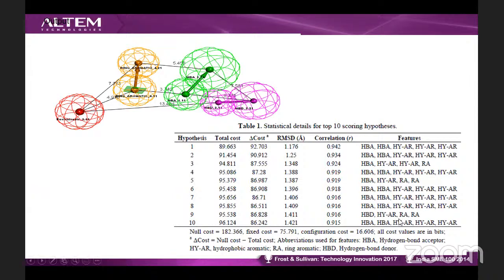And the correlation is good, and the features. What do these features mean? Acceptor, charge, hydrophobic, aromatic, ring aromatic, and donor. And the resistance will be calculated from a null cost to fixed cost. If the null cost is fixed cost. So, they found the statistical scoring matrix for your training set. Similarly, you can generate one for the test set also.